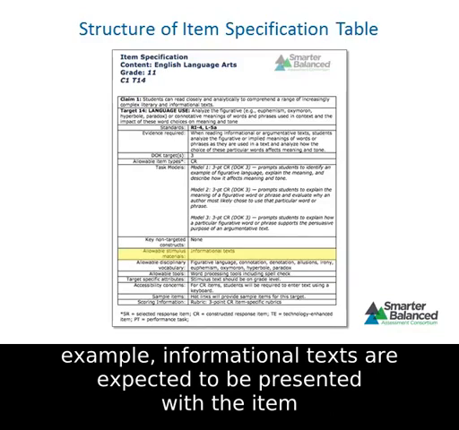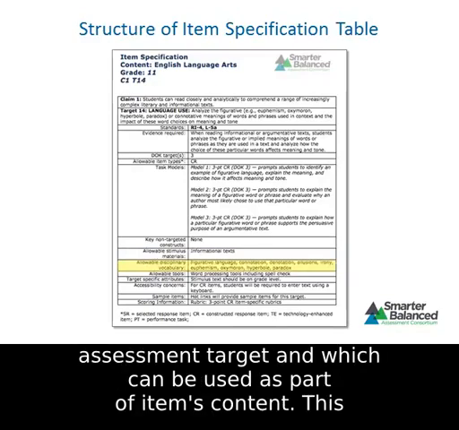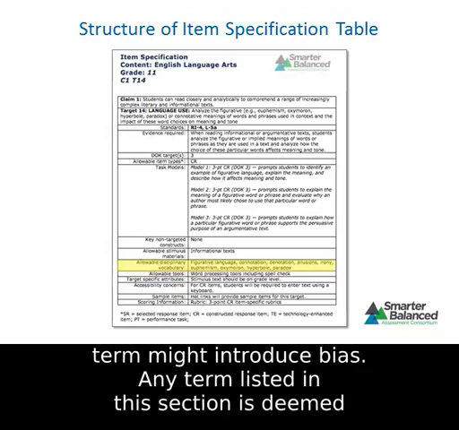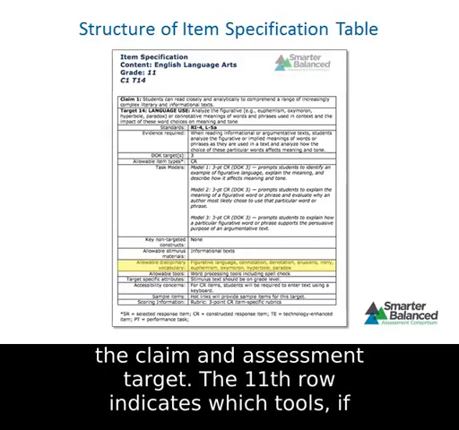In this example, informational texts are expected to be presented with the item prompt. The 10th row details vocabulary that is associated with the assessment target and which can be used as part of the item's content. This section provides guidance for making decisions about whether or not a term might introduce bias. Any term listed in this section is deemed appropriate for use within the context of the items or tasks developed for the claim and assessment target.